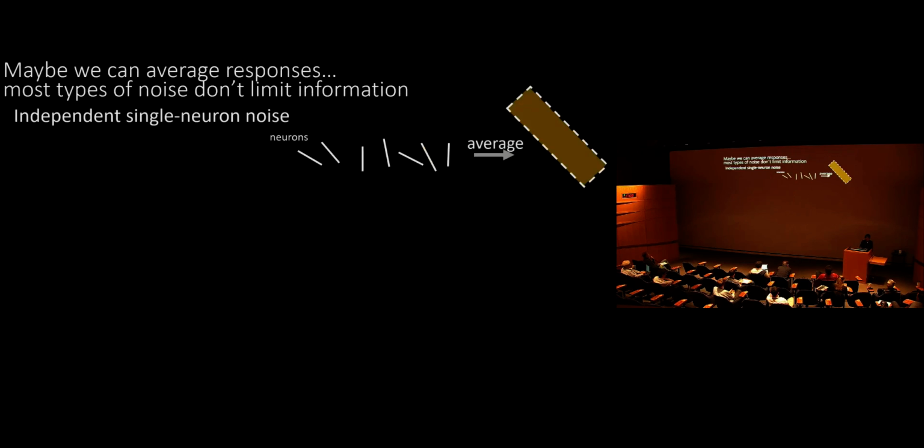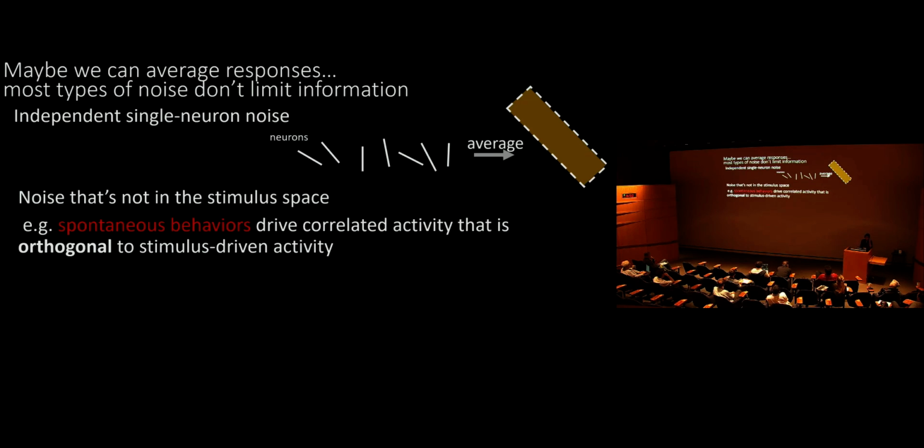All right, so what I was saying basically is most types of noise actually don't limit information. So with this independent single neuron noise, we can be fine. We can average the responses and get the correct response to what orientation this branch is at. There's other noise that doesn't matter, and this can also be correlated noise, but in a different space. So we found in previous work that spontaneous behaviors drive correlated activity in the brain, and this activity is actually orthogonal to the stimulus space. So I'll show that to you next, so that you know what I'm talking about. And also there's 1D gain modulation of neurons by arousal, and this noise also doesn't necessarily limit information.